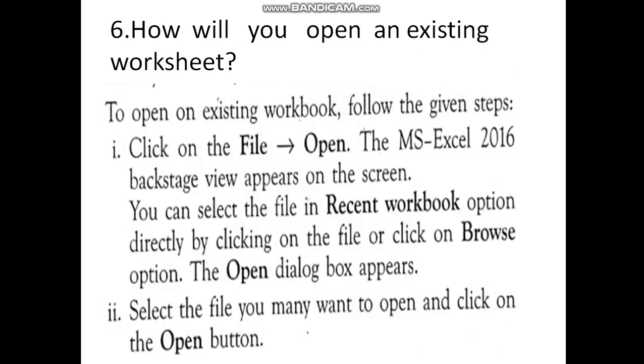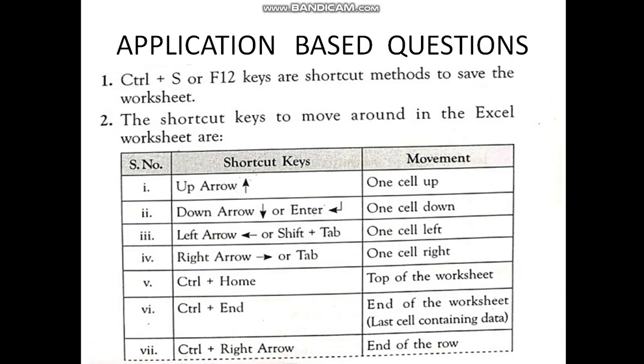Next, sixth question. How will you open an existing worksheet? In the fill-ups and multiple choice question we studied, Control plus O key is the shortcut key. Here, one paragraph given. To open an existing workbook, follow the given steps. Click on the file, open. The MS Excel 2016 backstage view appears on the screen. Now you select the file in the recent workbook option directly by clicking on the file or clicking on the browse option. The open dialog box appears, and next you select the file you may want to open and click on the open button. That's all about the answer the following.